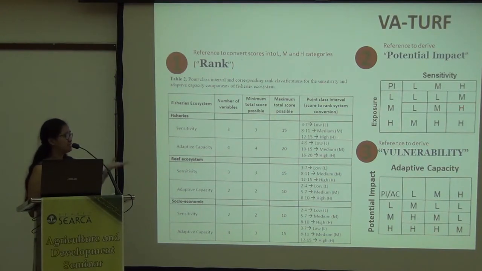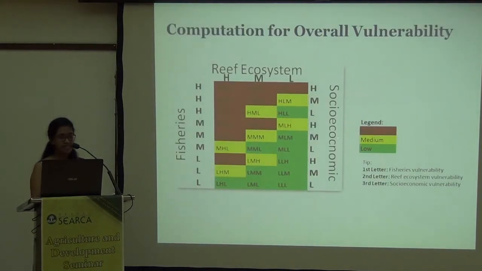The same will go through the vulnerability. For example, you have high potential impact, but your adaptive capacity is high as well. You get medium vulnerability, and you will do this for all the three components: the fishery, reef ecosystem, and socioeconomic. So after getting the vulnerabilities of each component, we have this overall vulnerability.